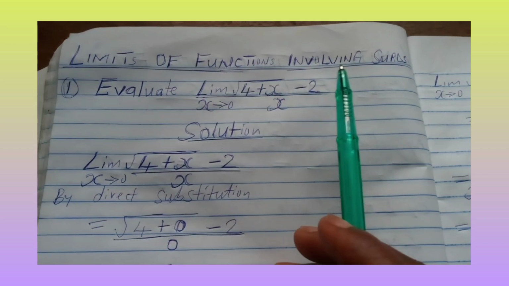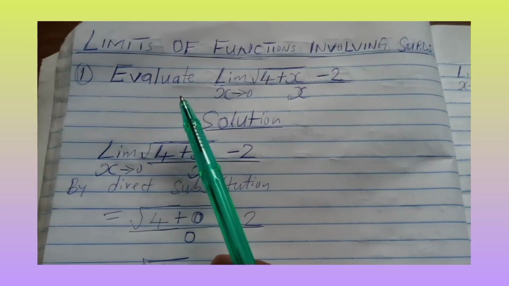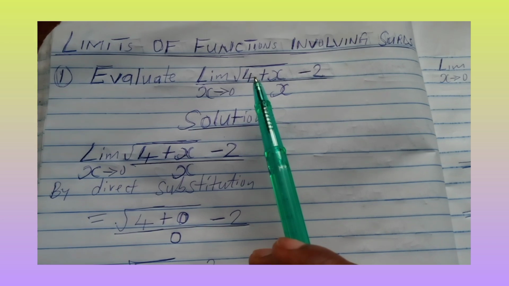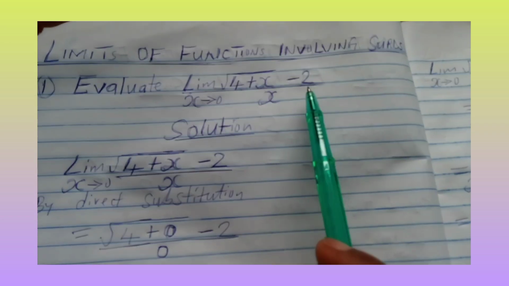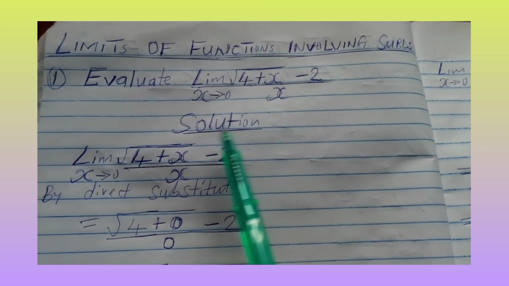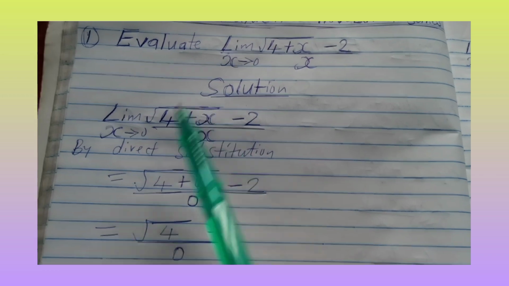The limit of function involving surd. They say that we should evaluate the limit of square root of 4 plus x minus 2 all over x as x tends to 0. Solution.